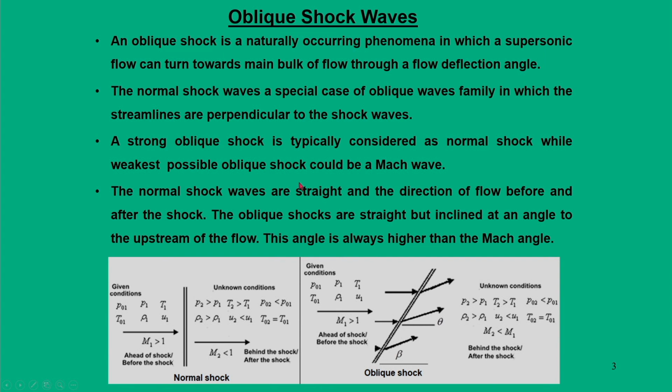In a very special case, the oblique shock becomes a standing normal shock, in which the flow does not deflect at all. So, we say the normal shock wave is a special case of the oblique shock wave family in which streamlines are perpendicular to the shock wave. A strong oblique shock is typically considered a normal shock, while the weakest possible oblique shock is a Mach wave. In today's class also, we will prove this through the graphical representation.